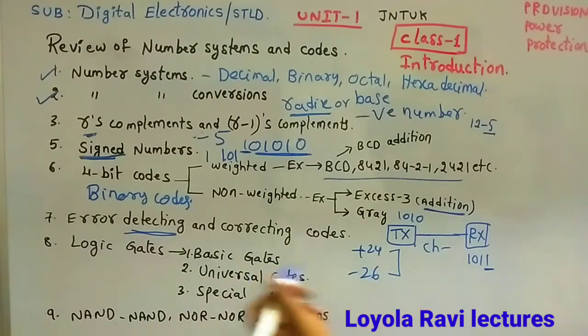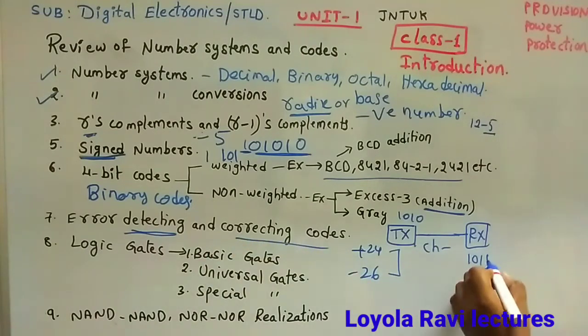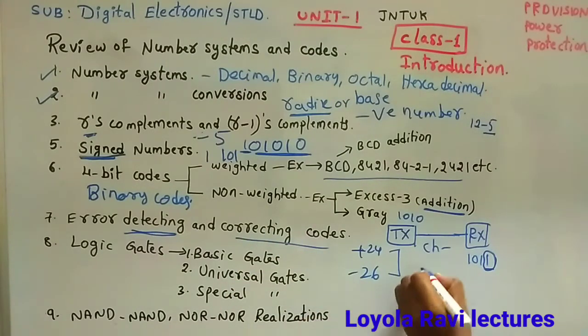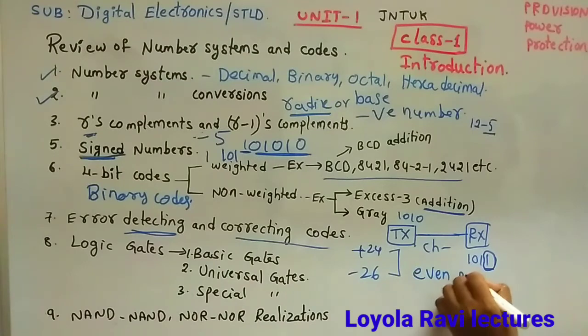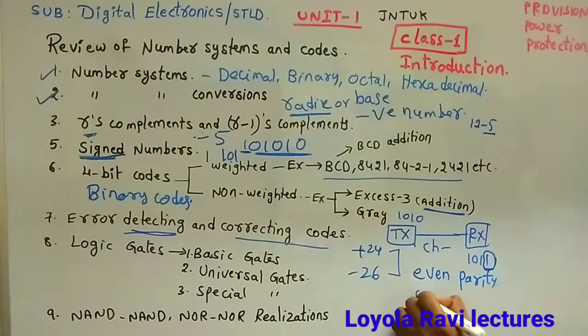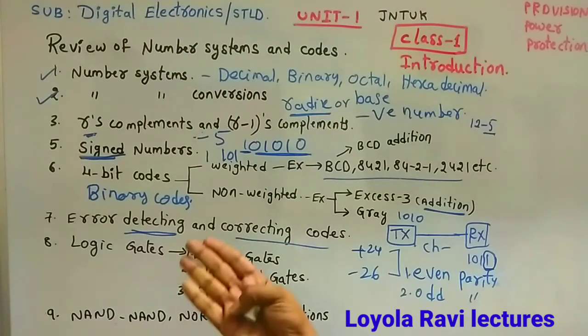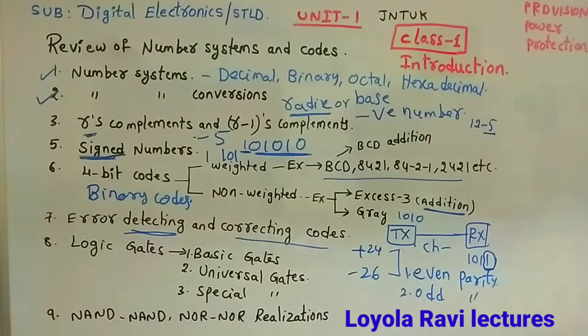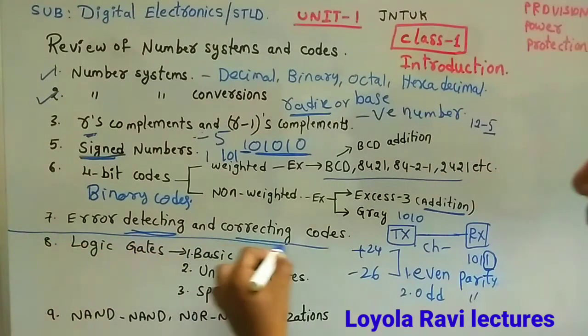After detection, we are going to correct these errors. Whatever the error may be, it can be corrected by using some techniques. Here we are using even parity and odd parity. Using even parity and odd parity codes, we are going to detect the error and correct the error. That is another concept, error detection and correction. Then this is the first part. Basically this is the first part.